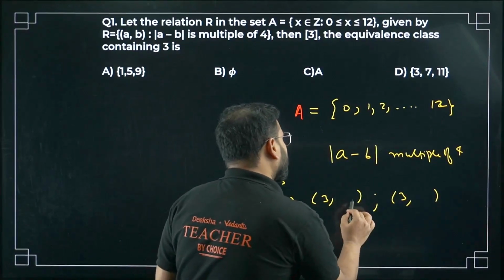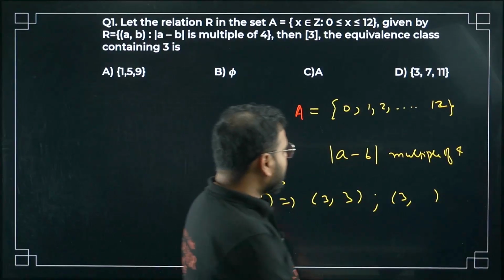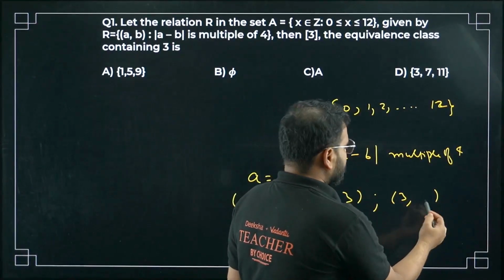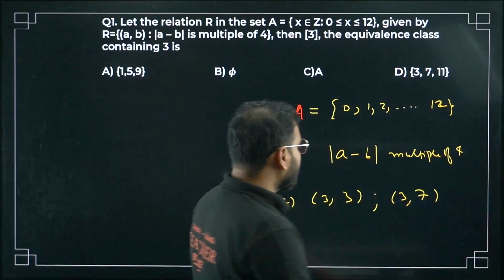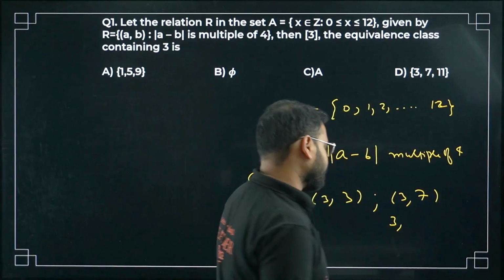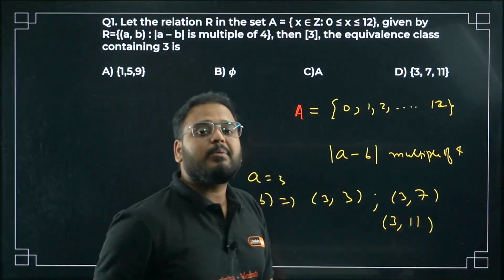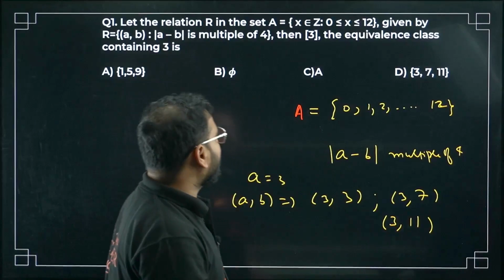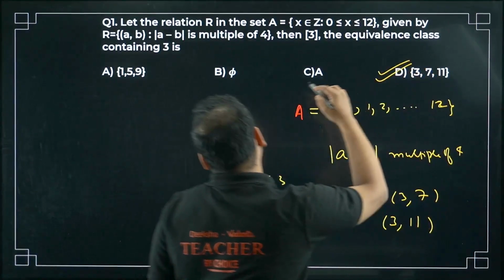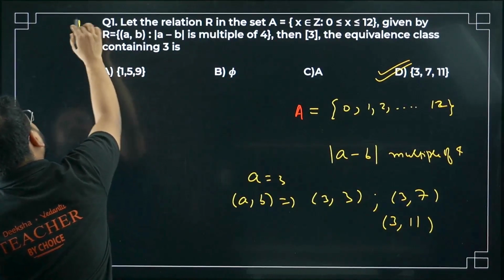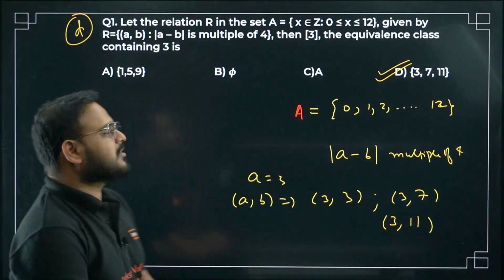So I can take 3 comma 3, the difference of that is 0. I can write 0 into 4 is 0. 3 comma I can write 7, right? 3 minus 7 is minus 4, sir, which is again a multiple of 4. And then you can write 3 minus 11, which is minus 8. Again the difference is a multiple of 4. So your answer would be 3, 7 and 11. Option D is right. Simple question, right? We have learned these concepts. I hope you are able to solve this question.